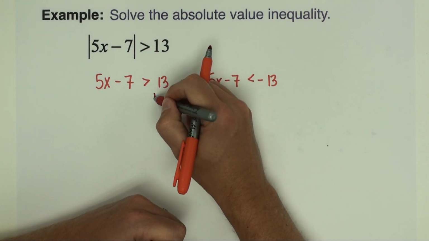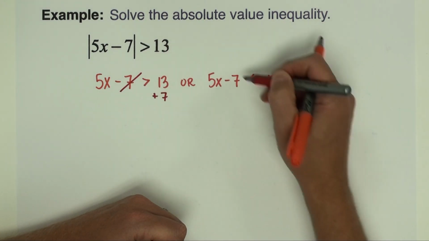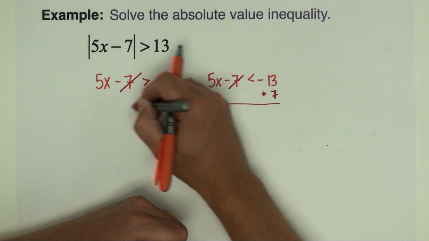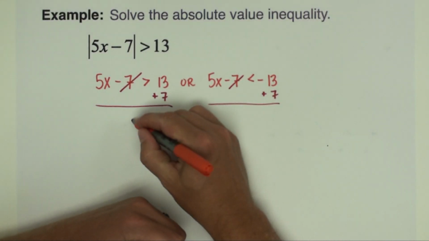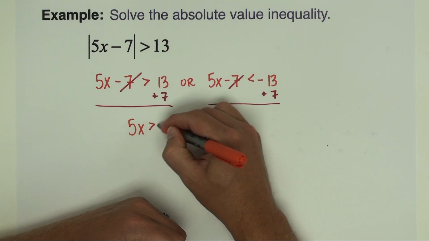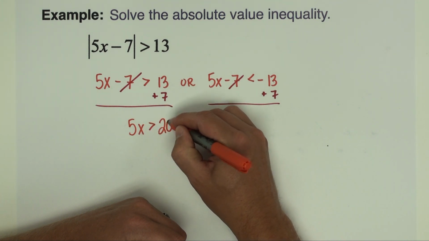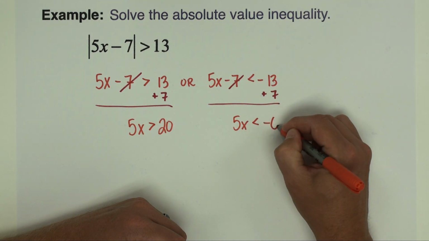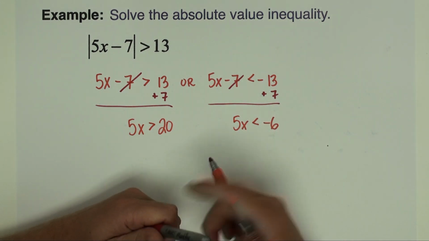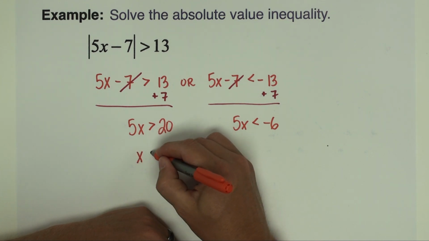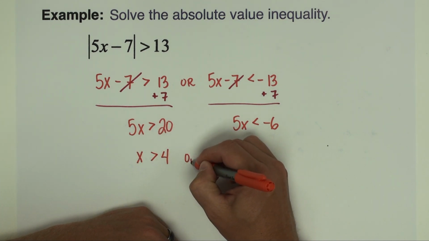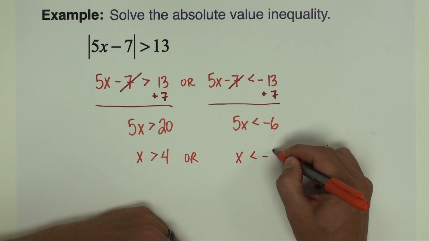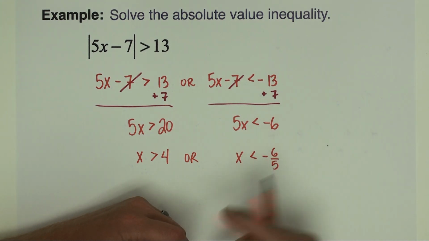All right, so we're going to add 7 to both sides. Let's just do both at the same time. It's the same steps. So we've got 5x is greater than 20. And here we have 5x is less than negative 6. We're going to divide both sides by 5. We get x is greater than 4, or x is less than negative 6/5.